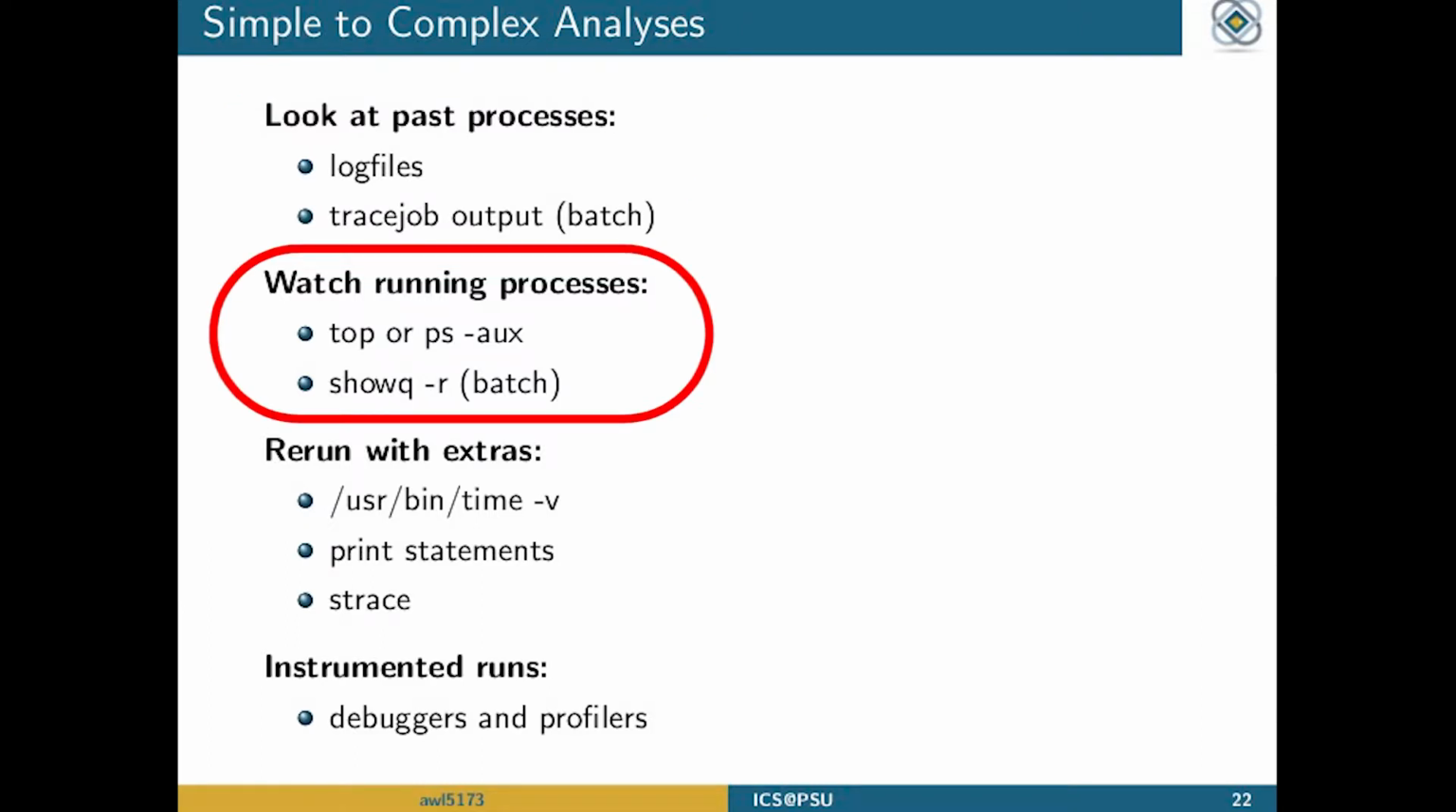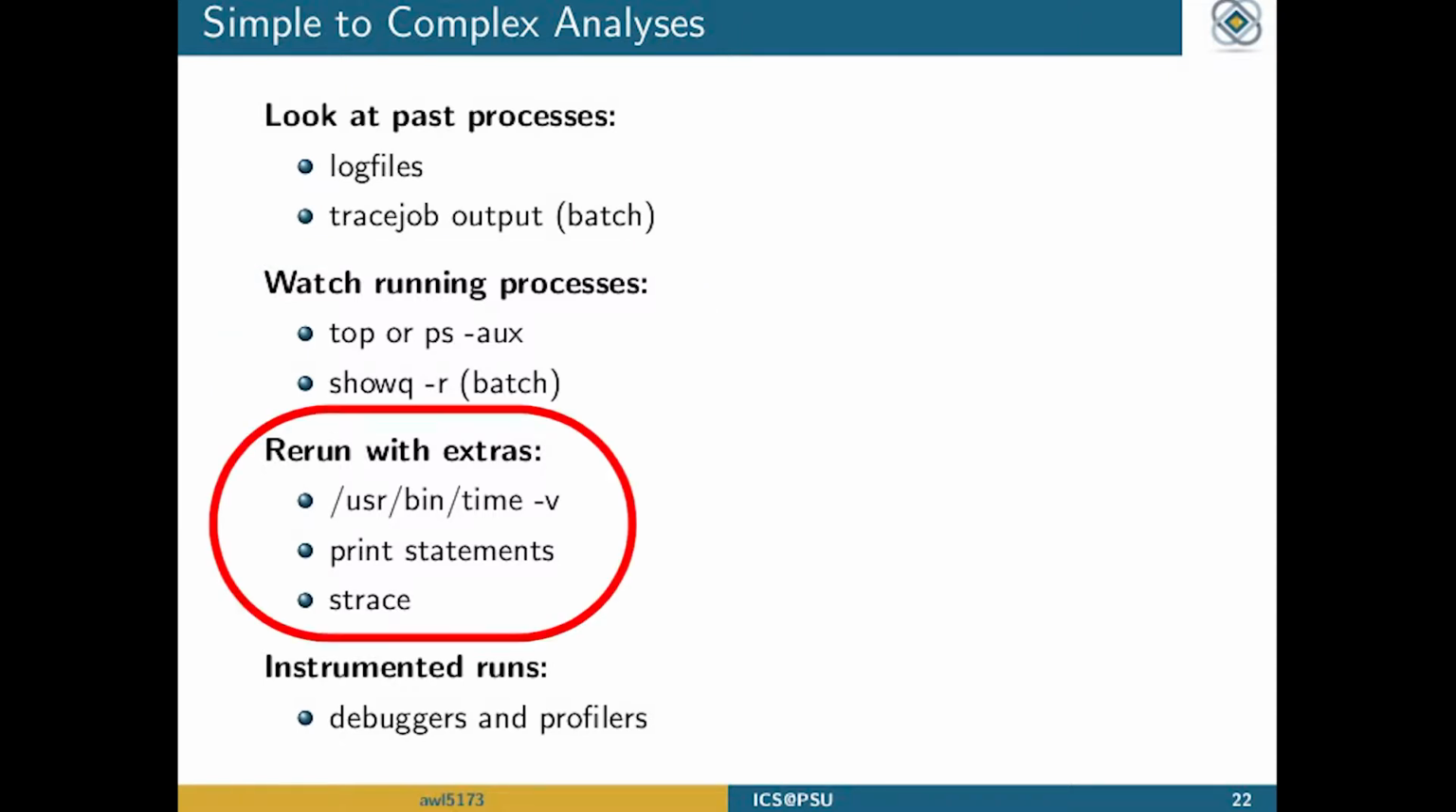The next thing that I'm going to do is look at processes that are running right now. Right, so if I've started a bunch of jobs and I realize, oh, this is going kind of slow, let's take a look. You can use either top or ps on processes that are running, if you're on the machine that it's actually running on. You can also use showq -r to get a little bit of an idea of what the efficiency of that running process is.